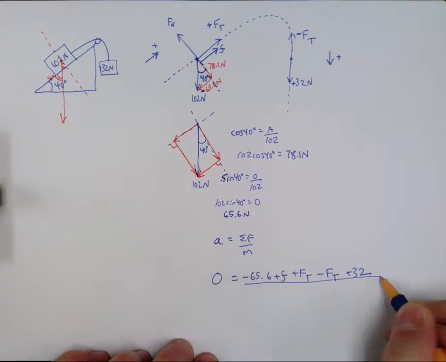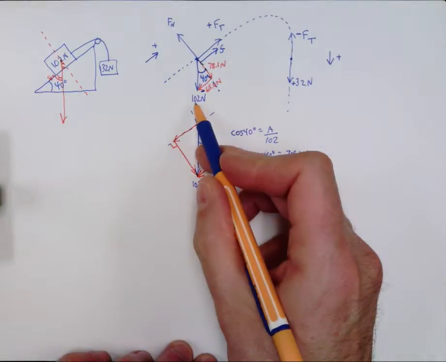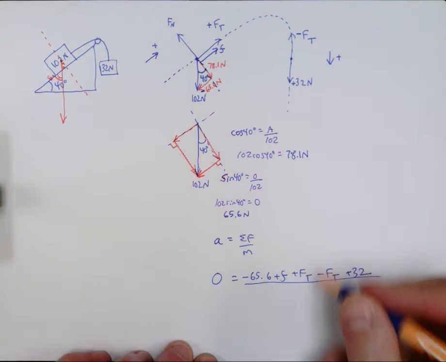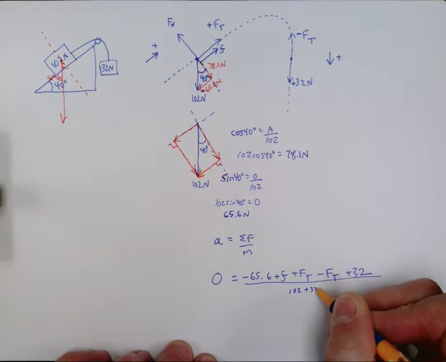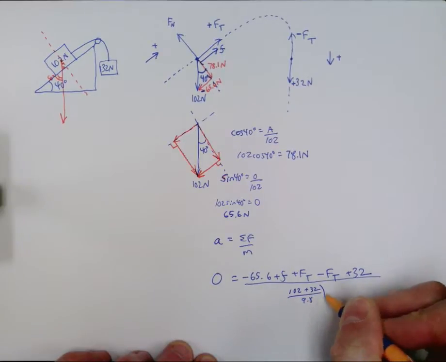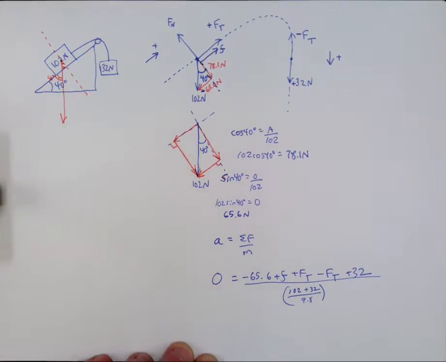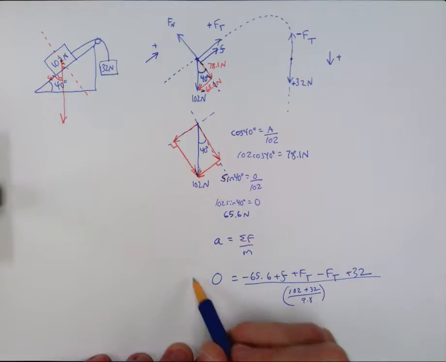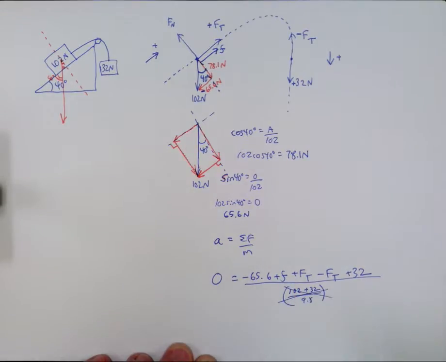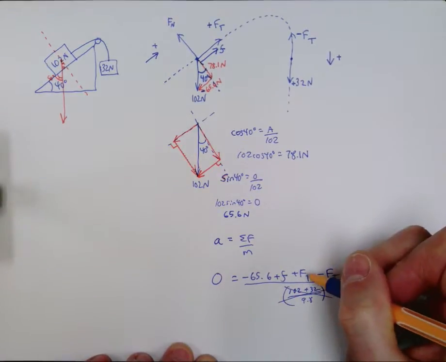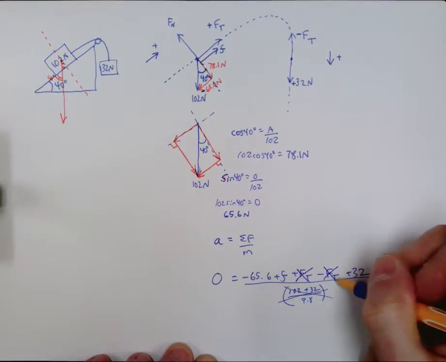And that would be divided by both of their masses put together. And they didn't actually give us the mass, they gave us the weight. So that would be 102 plus 32 divided by 9.8 to get the mass. Although mathematically it doesn't matter, because if we multiply this to the other side, it just becomes 0. So this won't matter.